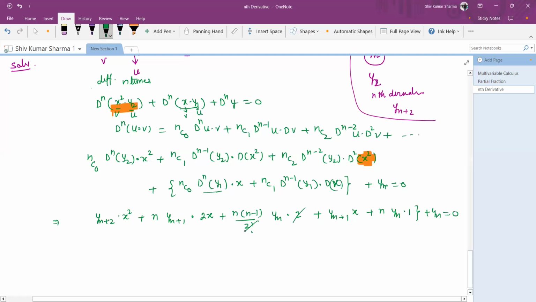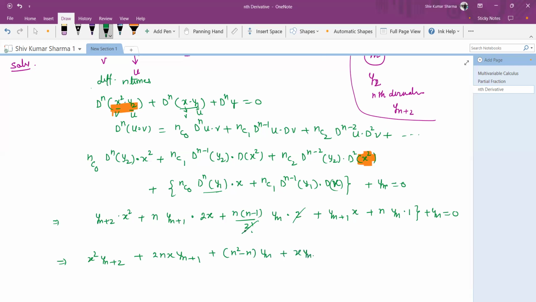So this 2 and this 2 cancel, factorial 2 value is 2. So now we write this as x square into yn plus 2 plus 2n x yn plus 1, plus this term we write as n square minus n into yn plus x yn plus 1 plus n yn, plus the last term yn is equal to 0.